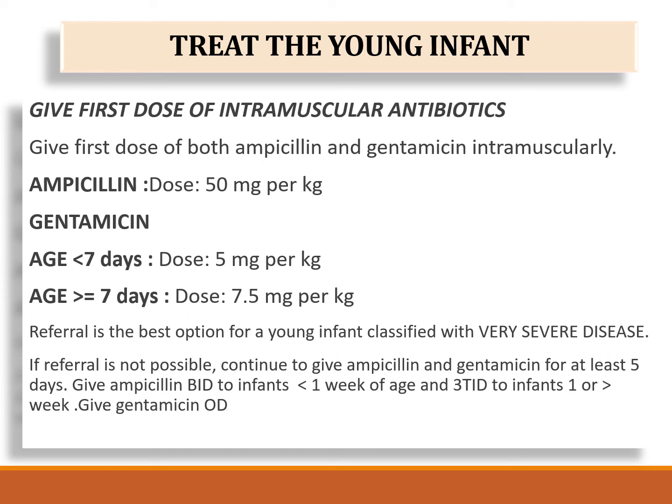Then referral is the best option for the young infant if the infant is classified with very severe disease. If referral is not possible, continue to give ampicillin and gentamicin for at least 5 days. Ampicillin twice a day to an infant less than a week of age, and 3 times a day for infants a week old or more. Then you also give gentamicin once a day.